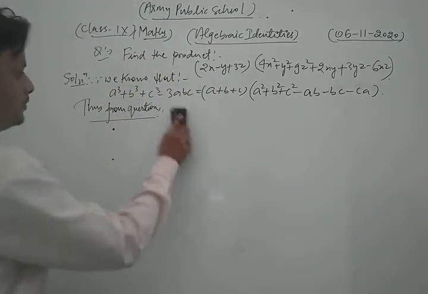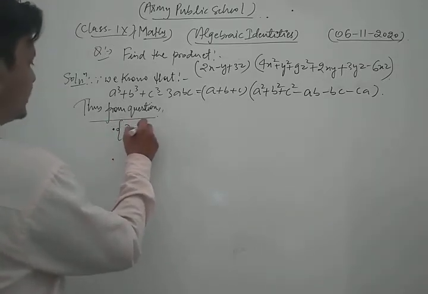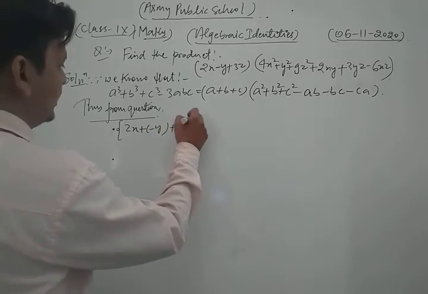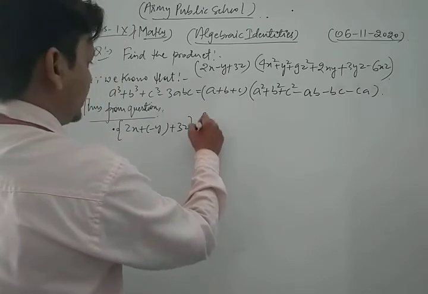Now look, from the question we write 2x as it is, plus we write y as minus y in this way, plus 3z as it is. Okay, now in another bracket we write what?